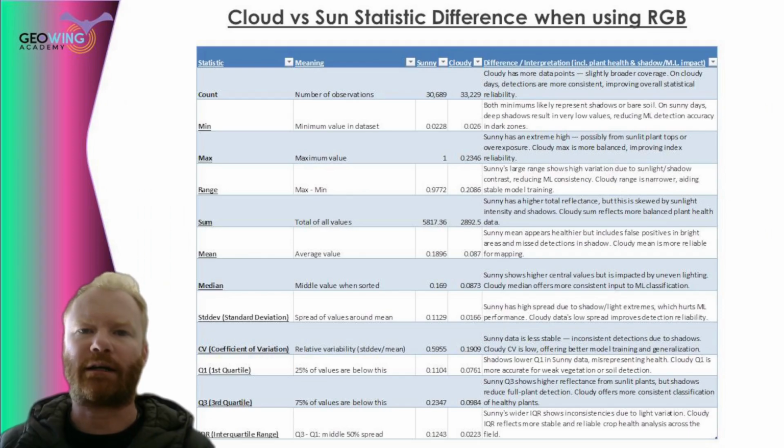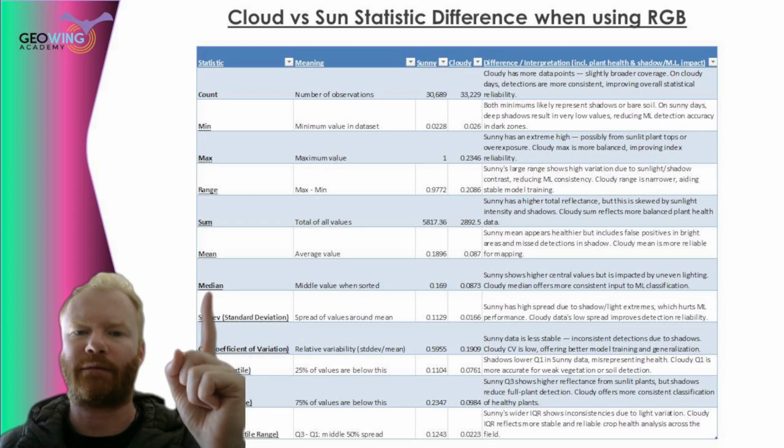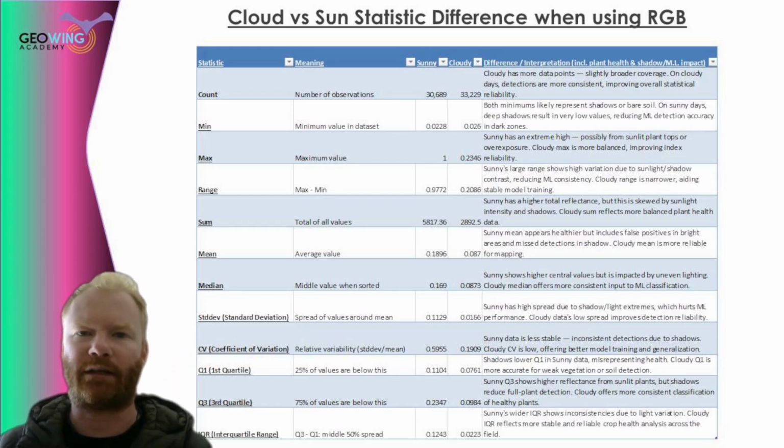So if we have a look at our statistics table, we can see quite a lot of very juicy information here on the comparisons between the sunny and the cloudy data sets. If we look closely here at the minimum and maximum values, we can see that the reflectance values differ quite substantially from sunny to overcast. Take a moment to have a good look at the statistics table here and get a good understanding of what the table is actually talking about.